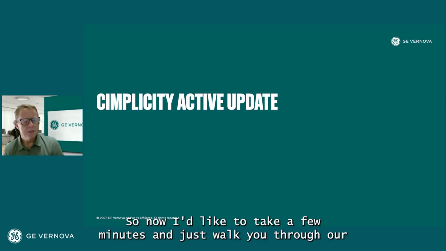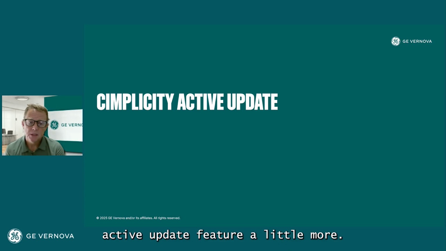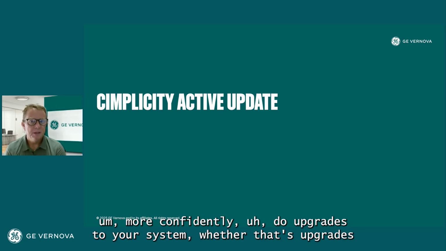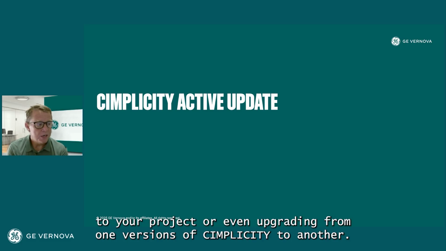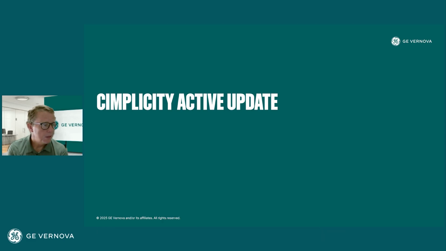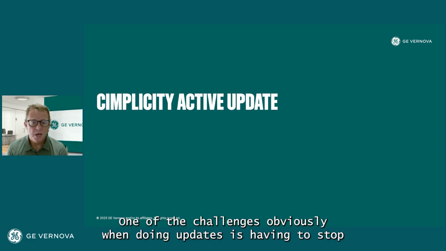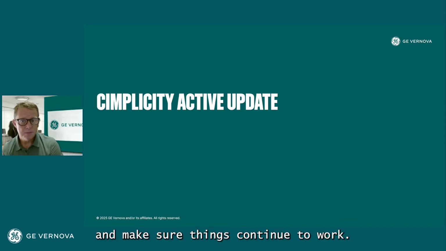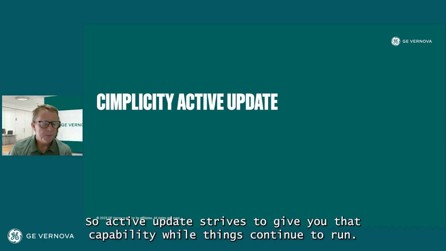So now I'd like to take a few minutes and just walk you through our Active Update feature a little more. This is, I think, a really compelling feature when it comes to being able to more confidently do upgrades to your system, whether that's upgrades to your project or even upgrading from one version of Cimplicity to another. One of the challenges, obviously, when doing updates is having to stop production to be able to both implement those updates and then test and make sure things continue to work. So Active Update strives to give you that capability while things continue to run.